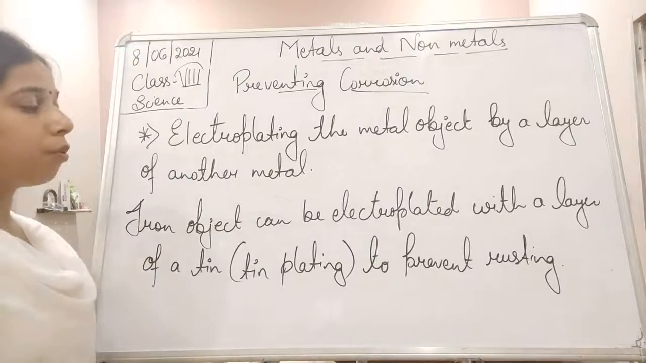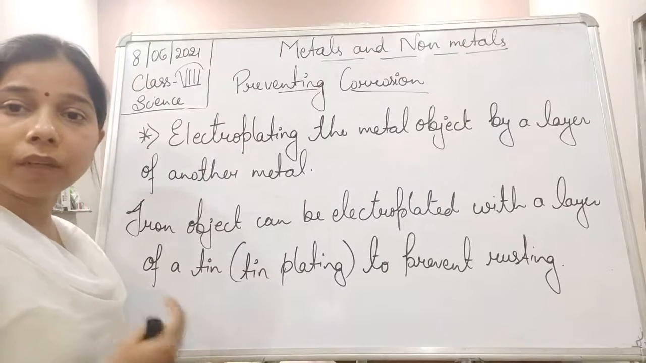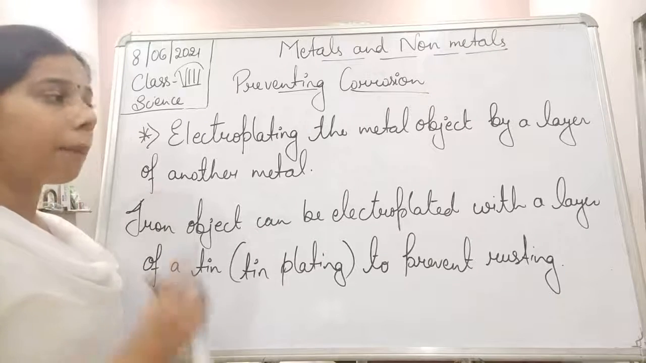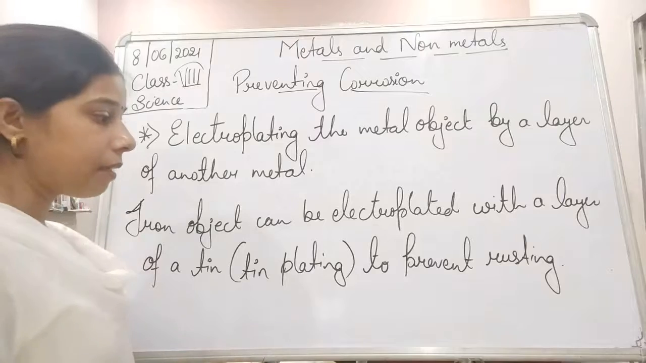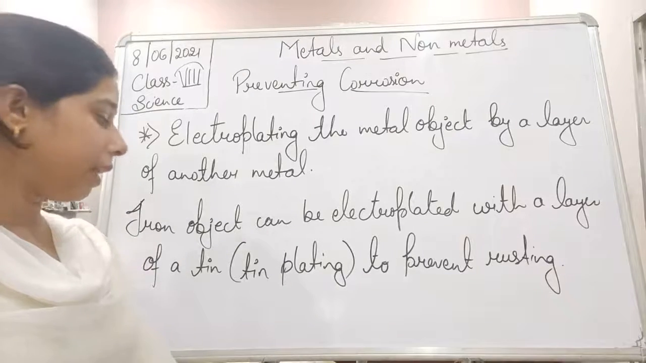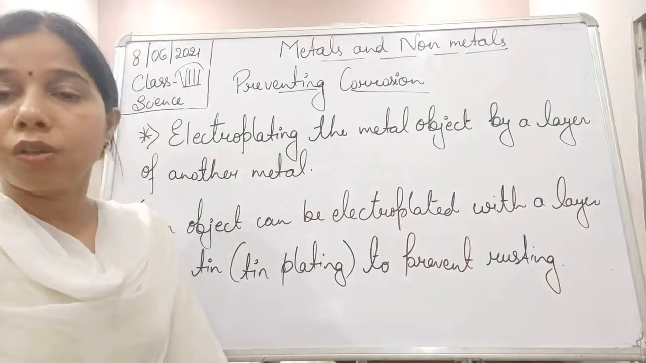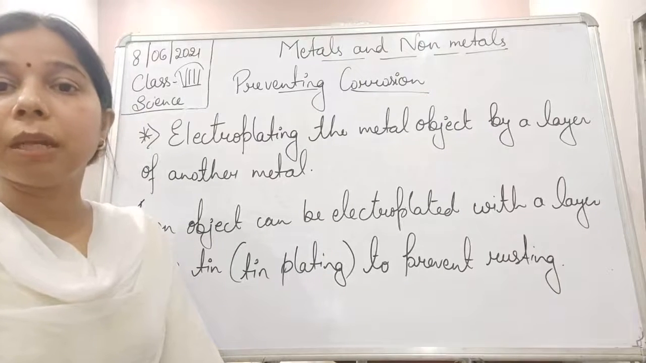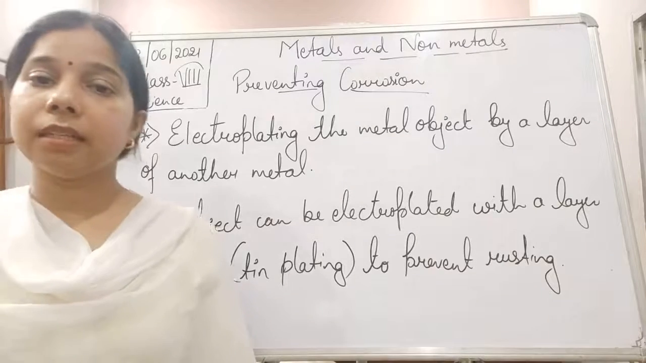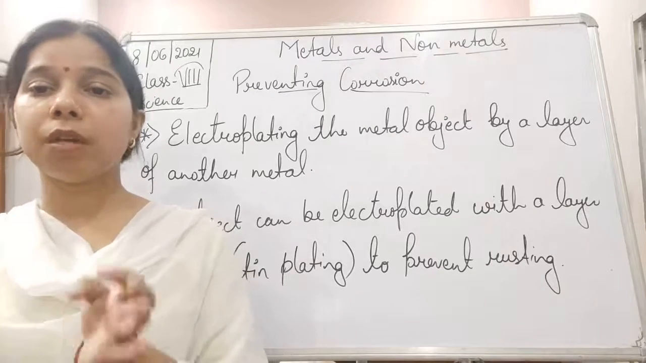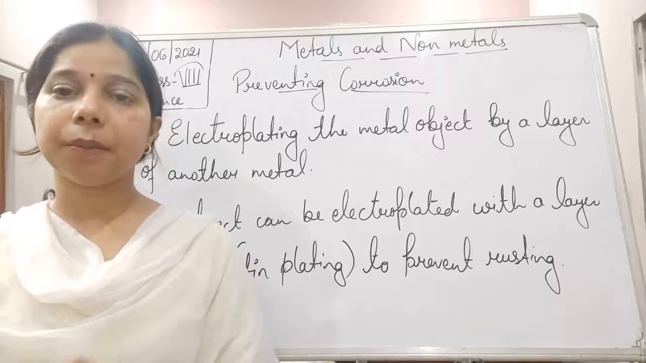Basically, in this, students, we take the iron. Suppose we want to prevent corrosion in iron by the method of electroplating. So we take an iron, and this will be electroplated with a layer of tin in order to prevent rusting. So this is a method by which we can prevent rusting in iron. So these are some of the methods, students, by which we are able to prevent corrosion in these metals.